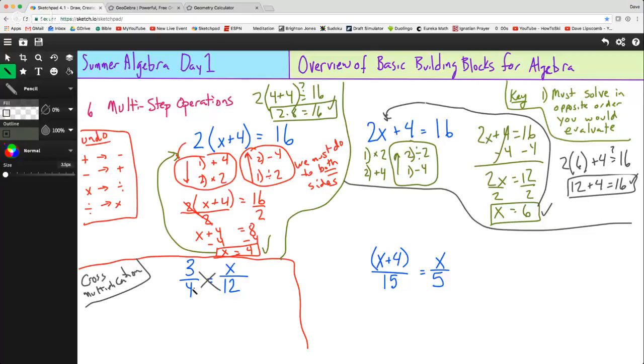So we're going to multiply the numerator of one side by the denominator of the other side: 3 times 12, and that equals the denominator of the first side times the numerator of the second side. So we get 36 equals 4x. Now we divide both sides by 4, and we get x equals 9.